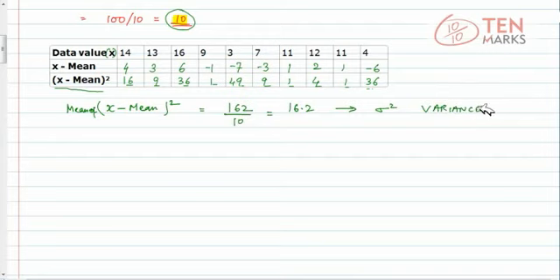Now I'm going to use the variance to find the standard deviation. I know that the standard deviation SD, which is denoted as sigma, equals the square root of the variance, sigma squared. So that equals the square root of 16.2, which approximately equals 4.025. That's the answer. That's the standard deviation that we were looking for.